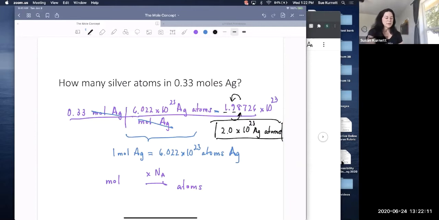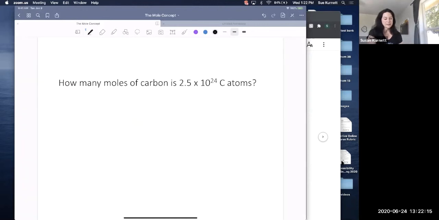Okay, so to get from moles to atoms, I multiply by Avogadro's number. To get from atoms to moles, I divide by the same number. So here it says how many moles, that's what we're solving for. And it's carbon, is 2.5 times 10 to the 24 carbon atoms.